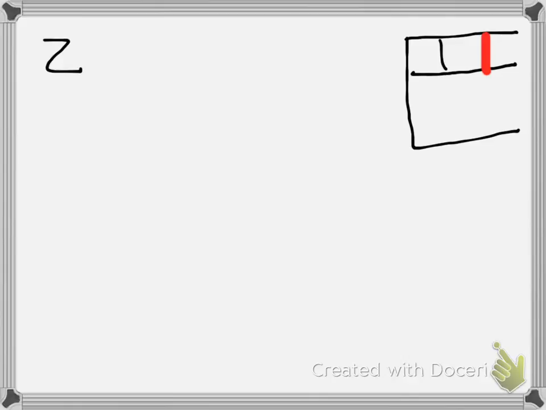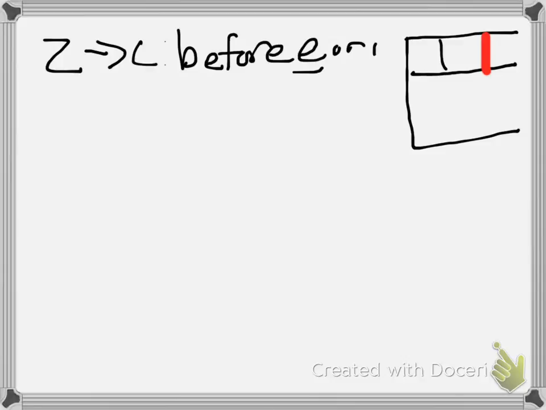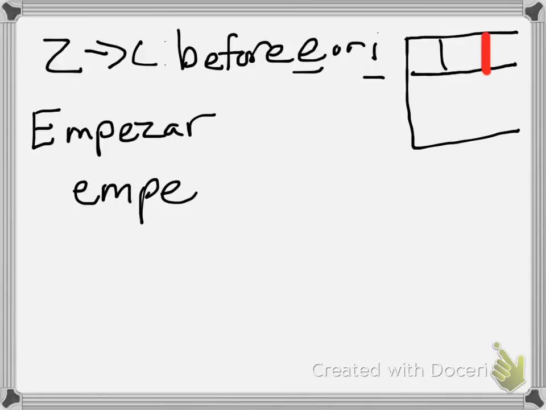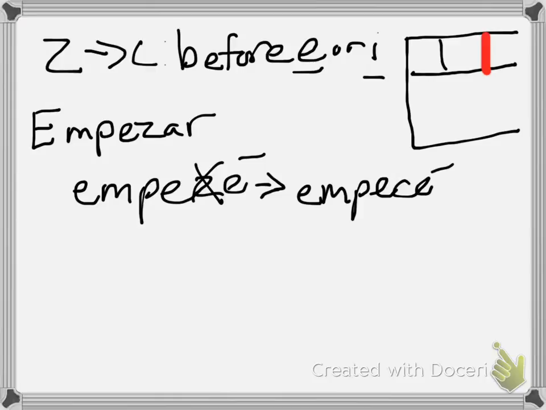Okay. The third spelling change is Z to C before an E or I. So let's do empezar, which means to begin. The yo form would be like that. But Spanish doesn't let us keep the Z. So it becomes empecé. Empecé. We change the Z to a C.